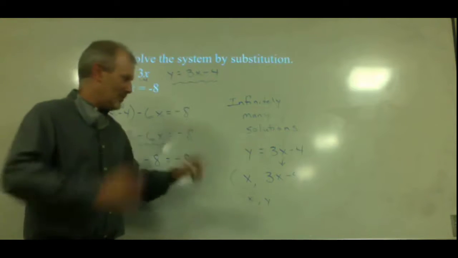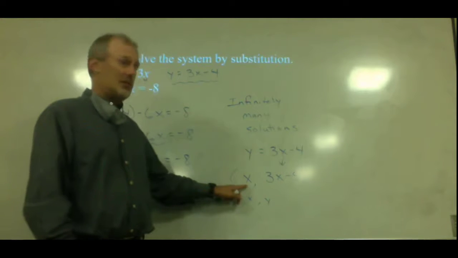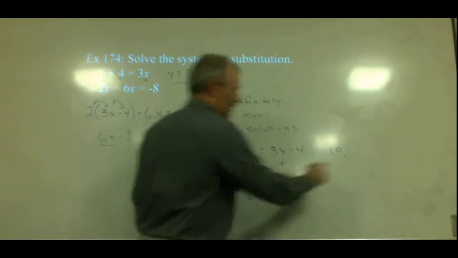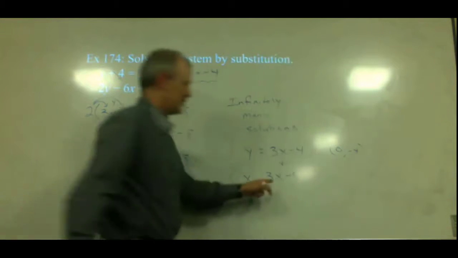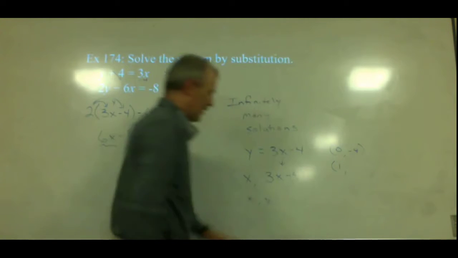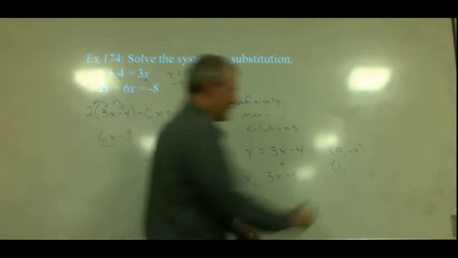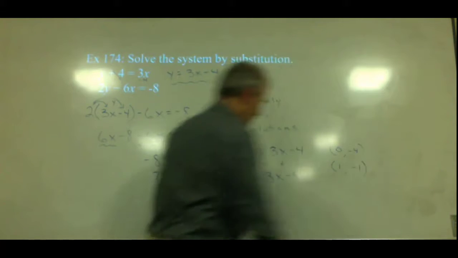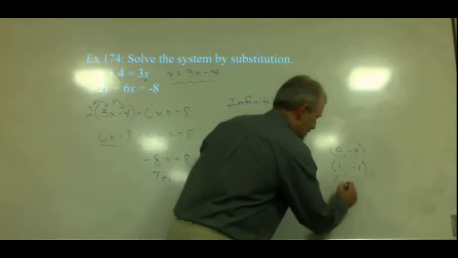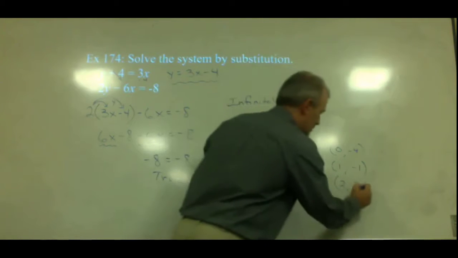So if I choose x equal to 0, I would have 0, comma, -4 when you plug that in, 0 minus 4. If I chose x equals 1, I'd have 3 times 1 minus 4, which is -1. If I chose x equals 2, that would be 3 times 2 is 6, and minus 4 is 2.